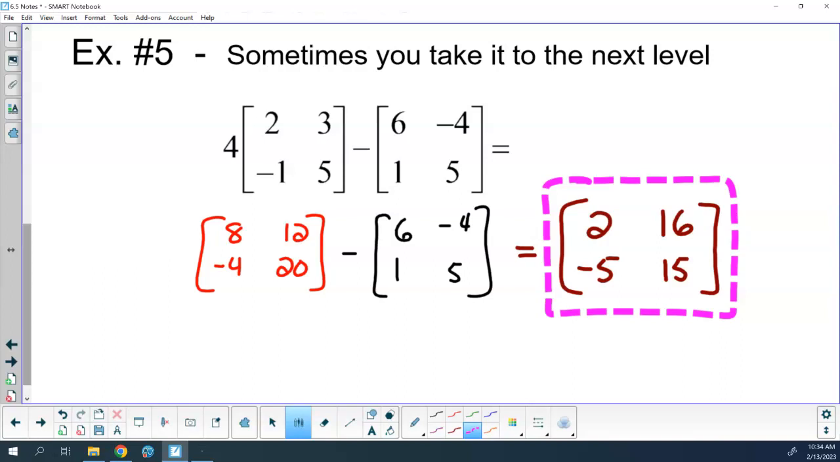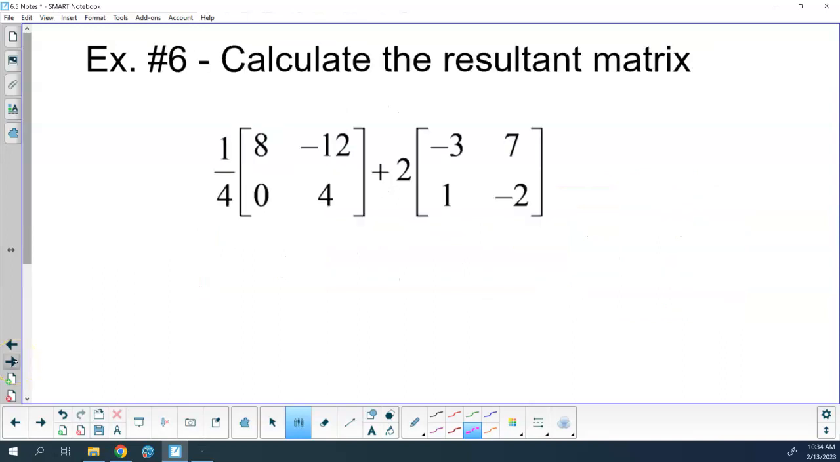Agree? What's different on this one? Fractions. Does the process change, though? No, the process doesn't change. Still multiplying through by 1/4 on the first fraction, still multiplying through by 2 on the second fraction, and then combining that in the end.